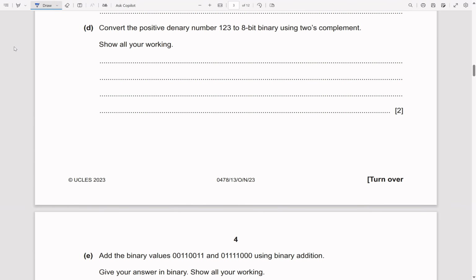Convert the positive denary number 123 into 8-bit binary using 2's complement. For this one, if we have 7 ones, then 7 ones is going to be 127. So effectively all we want is 7 ones, but except the 4 position. So there's not going to be the -128. There is 64, there is 32, there is 16, there is 8, but there won't be 4. Then there will be 2, there will be 1. And again, you can check that, but I think that should work.